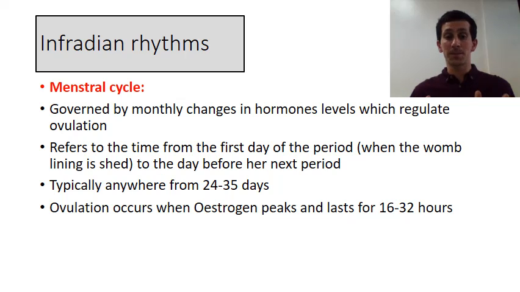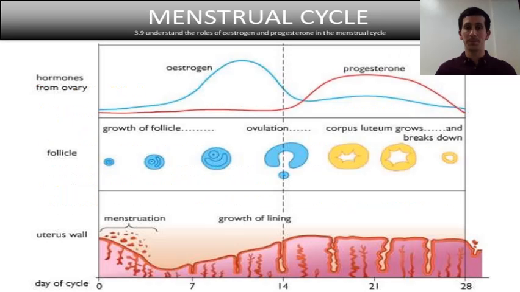Ovulation occurs, so eggs are released, when estrogen levels peak, and that usually lasts somewhere between 16 to 32 hours. So you can see for someone who's trying to get pregnant, for example, there's only a very short window within each month in order to get pregnant.